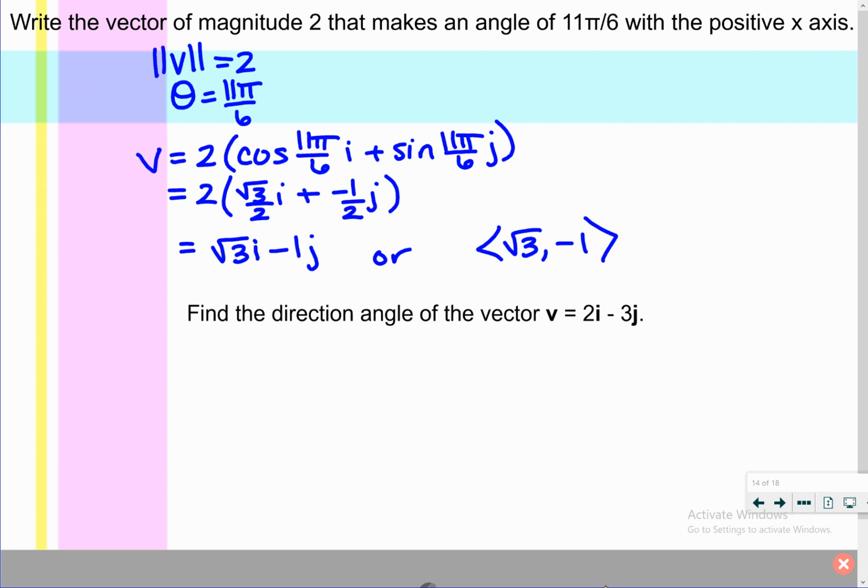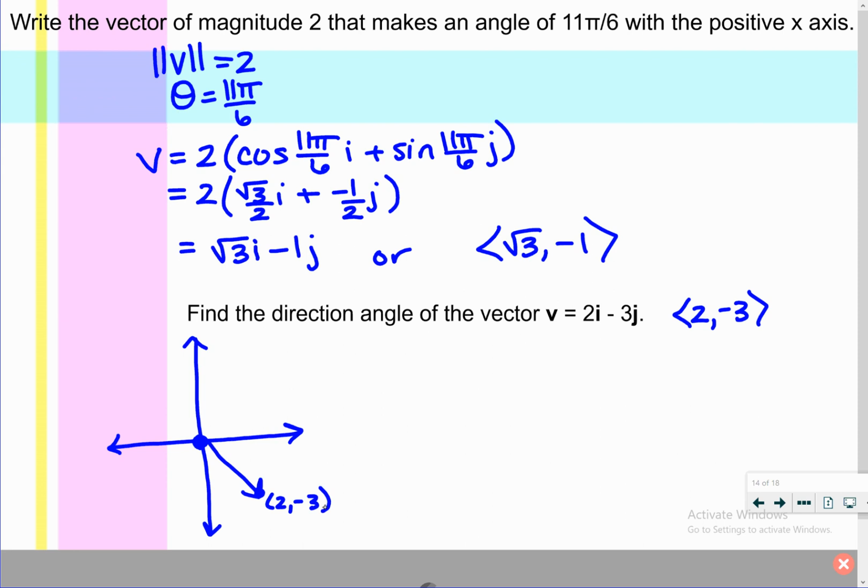Find the direction angle for this vector: 2i minus 3j. I'm going to draw a picture. So remember, these angles, whether it's ij form or standard form, this vector always starts at the origin, okay? And then from there, when we see 2, negative 3 in front of my i and j, that means 2, negative 3 is the terminal point. It's where that vector stops. So we can plot that point. 2, negative 3 is down in quadrant 4, it's going to look something like that. 2, negative 3 is that end point, okay?